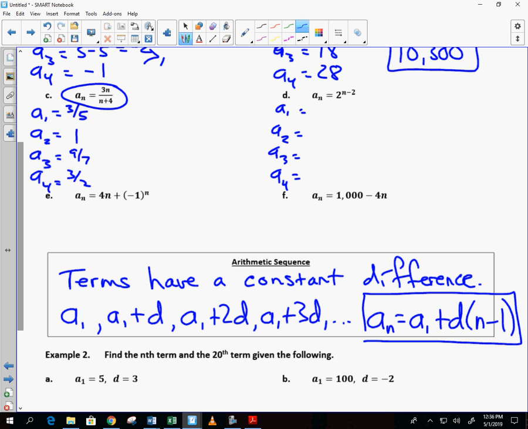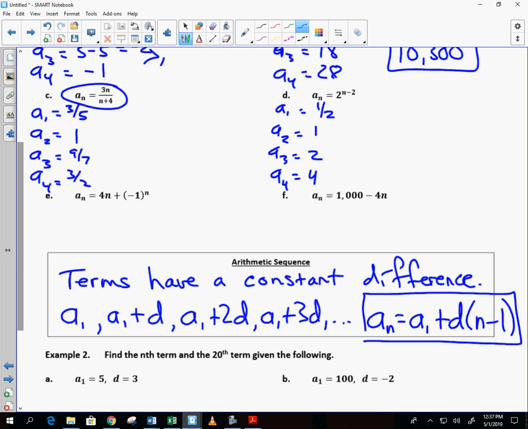2 to the negative 1, which is 1/2. Whoop, I put the negative there. Slip of the brain. If I plug in 2, 2 to the 0, 1. If I plug in 3, I get 2.